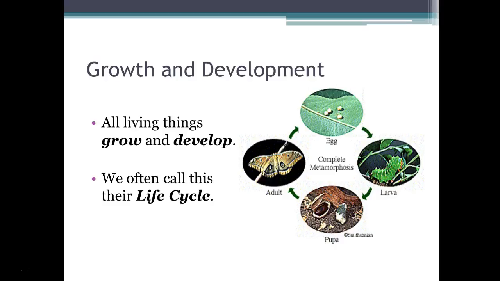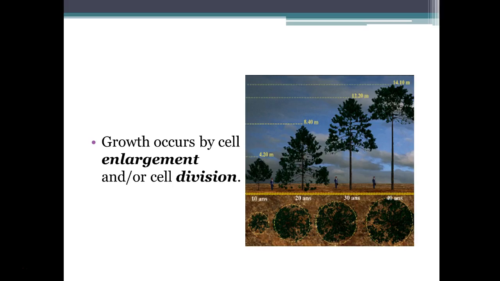They hatch into a caterpillar, a larva, which turns into a pupa and then an adult. So you can call that a life cycle. And living things grow and develop by cells getting bigger, cell enlargement, and or cells dividing. And of course, a multicellular organism is adding cells all the time. You have more cells in your body now than you did when you were in 5th grade.